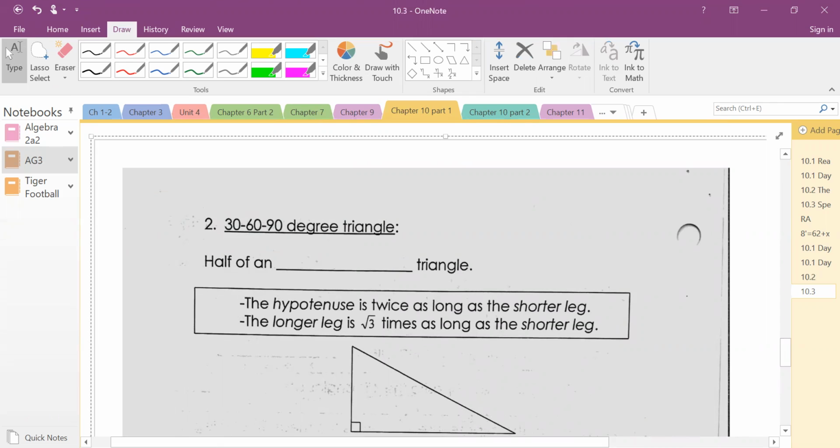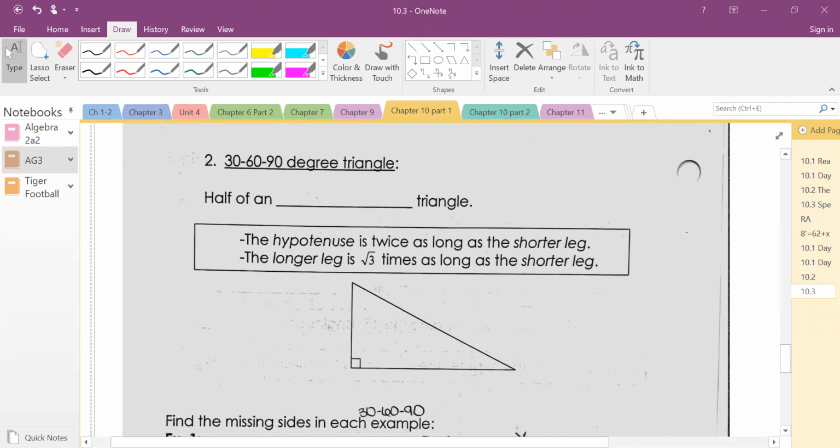Now it's a little bit harder. 30, 60, 90. Half of n, ooh. I don't know, stump me on that one. I'll come back to that blank. We're not too worried about it. We just want to get to our rules. The hypotenuse is twice as long as the shorter leg. How do you know which one's the shorter leg? That's the first thing we need to talk about.